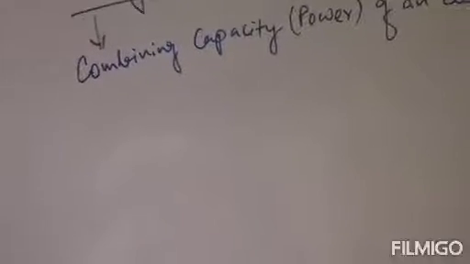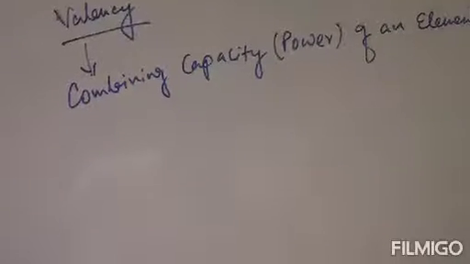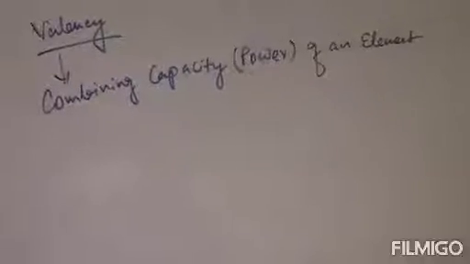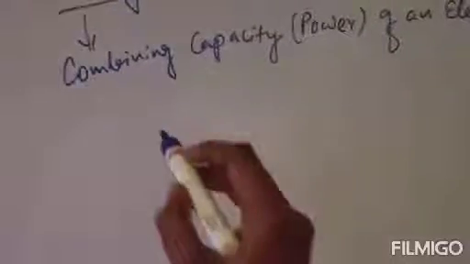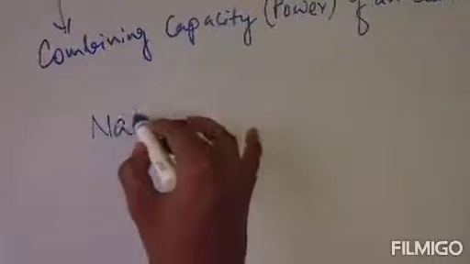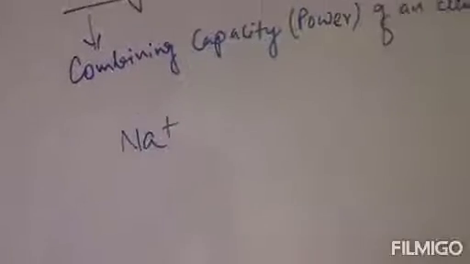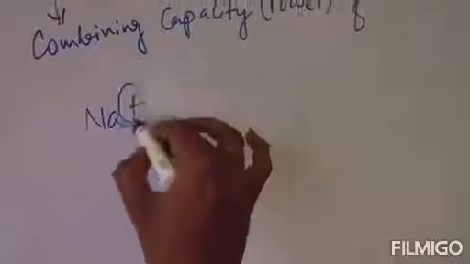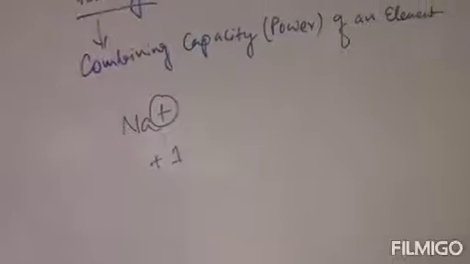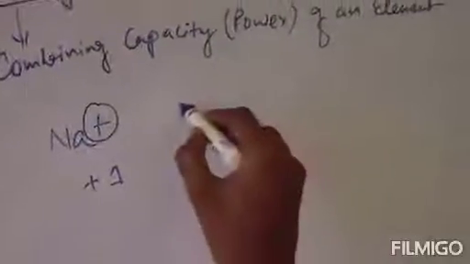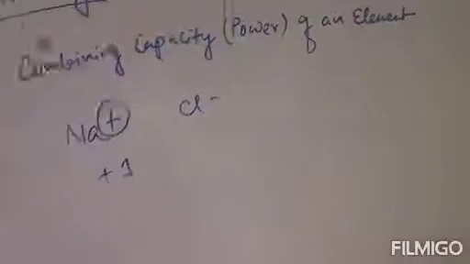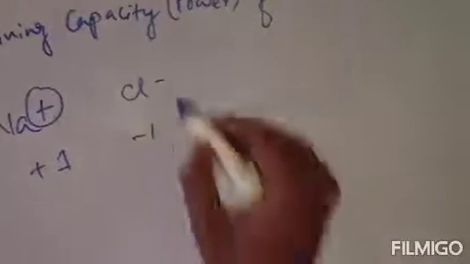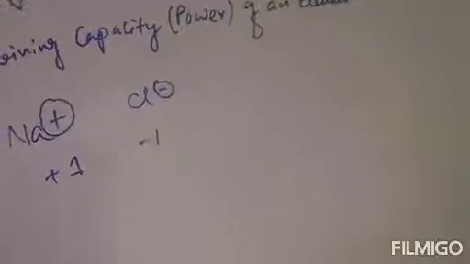The valency of an atom, or more precisely the valency of an ion, is equal to the charge on the ion. Suppose the sodium ion, the formula of the sodium ion is Na+. So the valency of sodium is considered as +1 because only a single charge is present over the sodium atom. If we consider the chloride ion, that is Cl-, the valency of Cl will be treated as -1 because only one single charge is present over the chlorine atom.